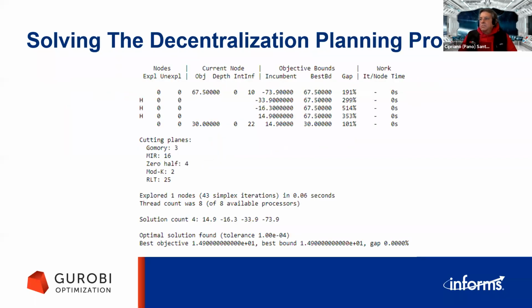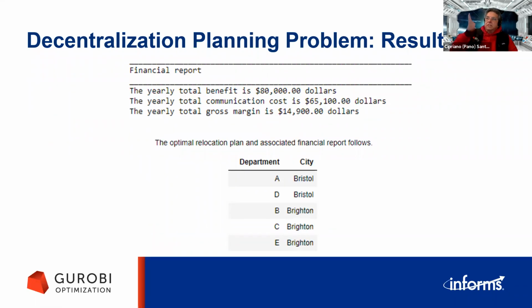And you run this. This is a very small problem, so it runs in a fraction of a second, and you get the optimal solution without any gap. And this is the output. So you get the total benefit, you can compute the communication cost, and this is what you are optimizing, the gross margin, and this is the allocation.